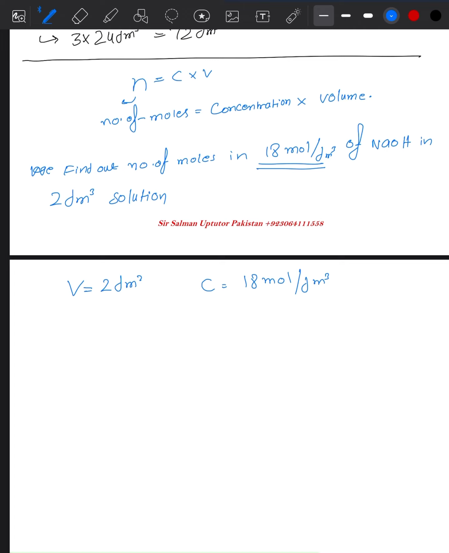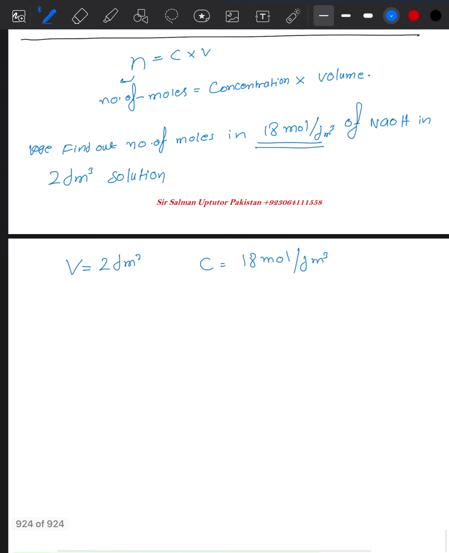Concentration has a unit of mole per decimeter cube, or it can also have the unit of gram per decimeter cube. We will learn it later. For now you just need to remember whatever has been given in the question that has the unit of mole per decimeter cube is actually the concentration. And if we are going to apply this formula, n is equal to CV, you need to care about one thing. The unit of volume and the unit of concentration should be the same, and if they are not, you need to convert the unit of volume into the unit of concentration.